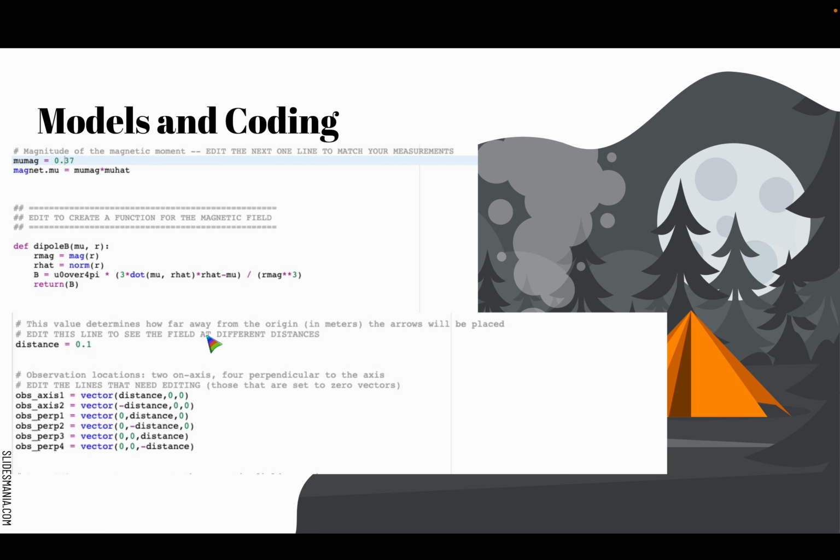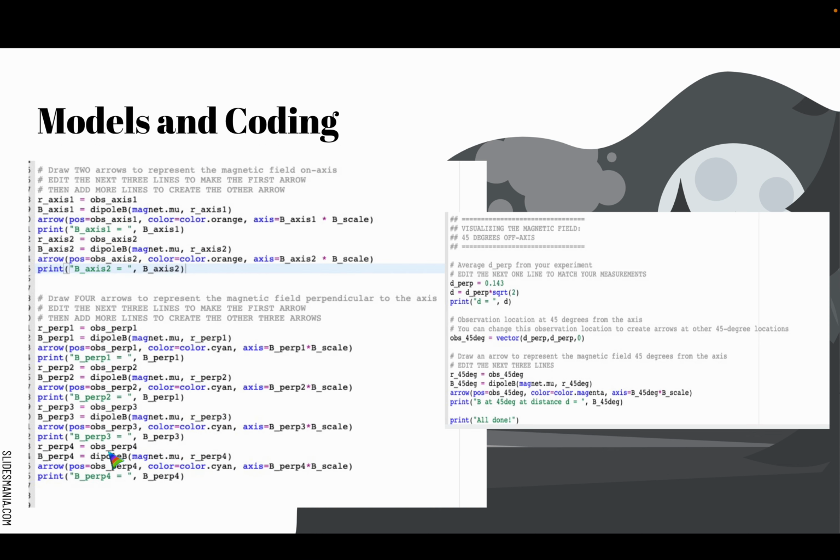Here's my coding model. As I calculated before, the magnitude of mu is 0.37, so I simply replace the unknown number here, and then I use the Biot-Savart law to implement our formula function. Here I just simply set up our x-axis and y-axis, and I also created several arrows to show the magnetic field on different axes.